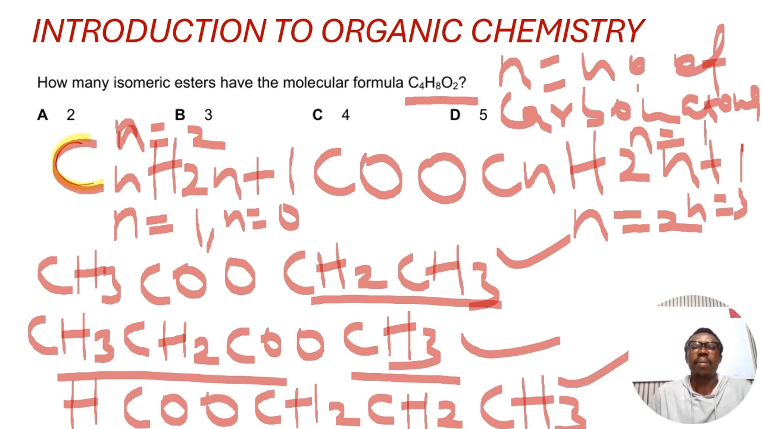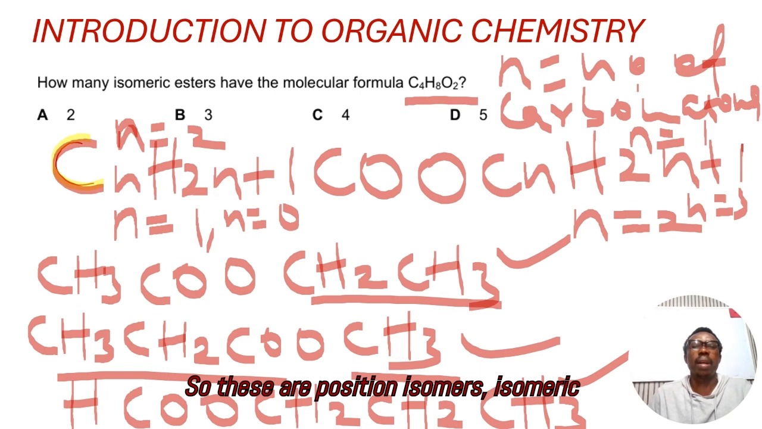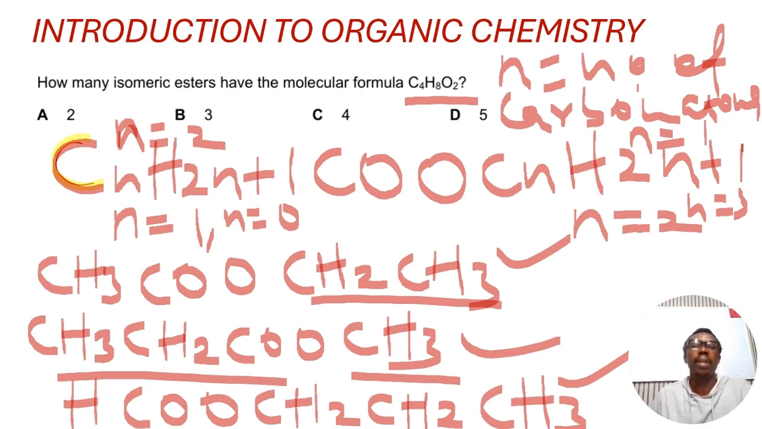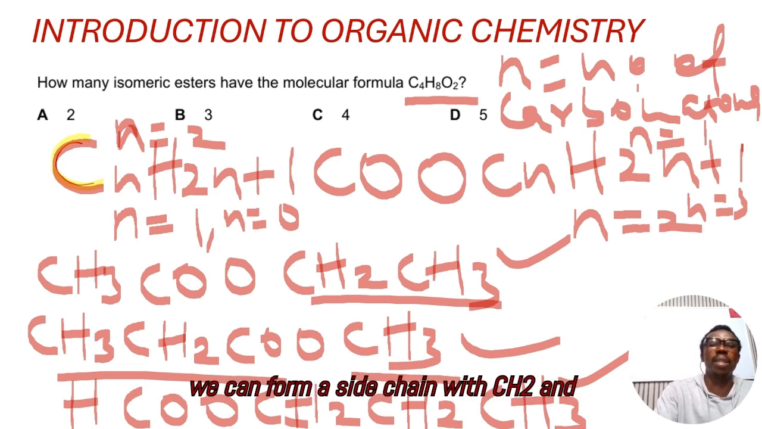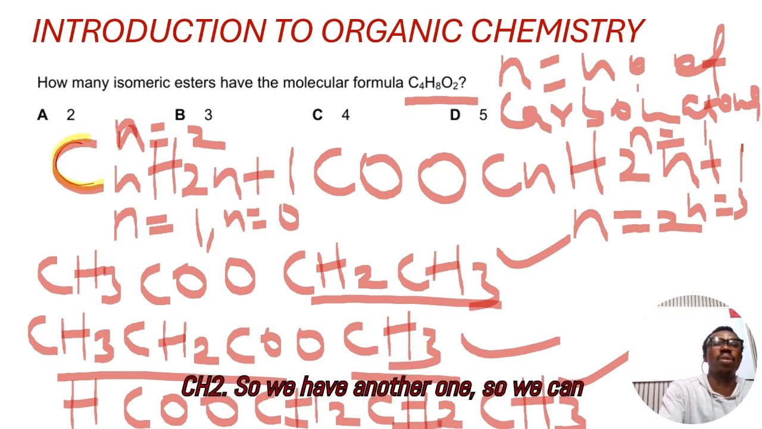So these are position isomers, isomeric esters, which are position isomers of the ester with the molecular formula C4H8O2. So we can obtain 3. Let's look at it again. If we look at the third one, which is propyl methanoate, we can form a side chain with CH2 and CH2. So we'll have another one.